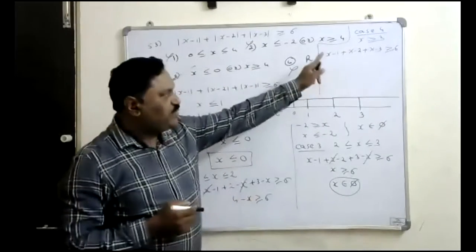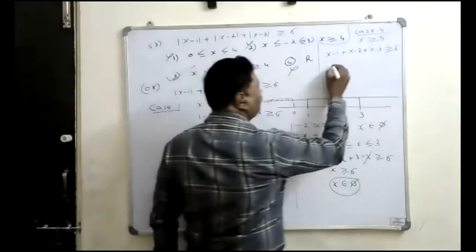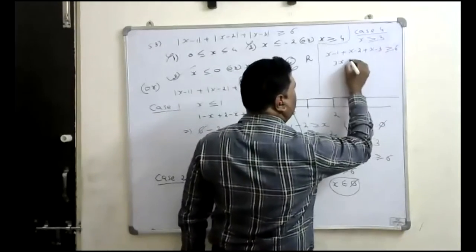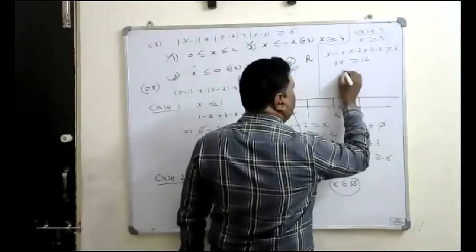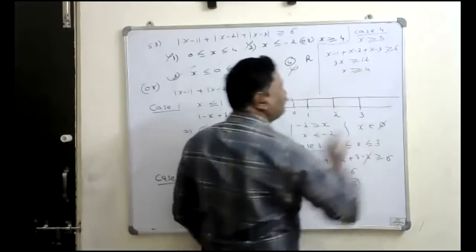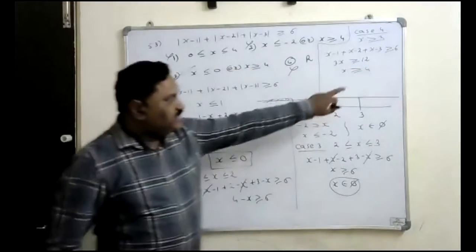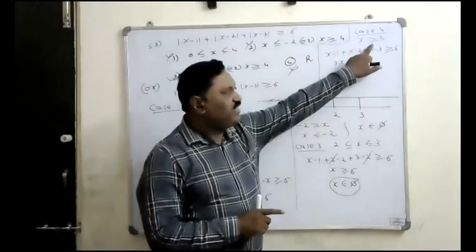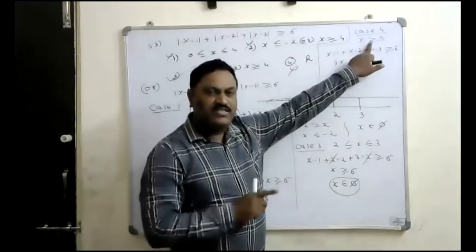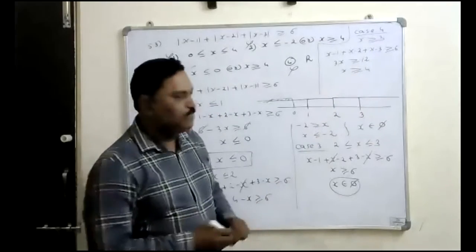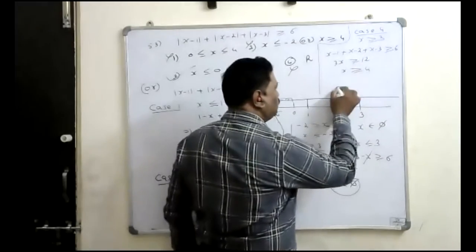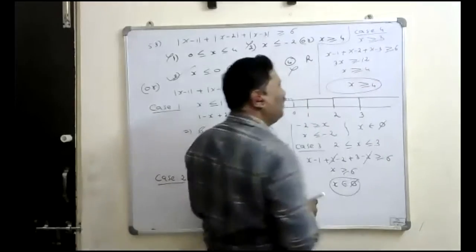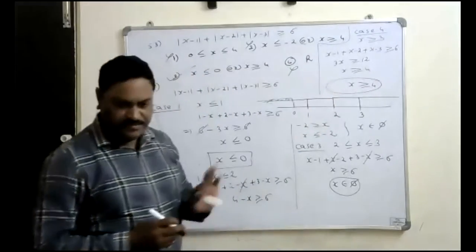Now x plus x plus x is 3x. Minus 1 minus 2 minus 3 means minus 6, and on the other side it becomes 12, so x is greater than or equal to 4. It says x should be 4 or more than 4, and also 3 or more than 3. What is the common interval for these two? x is greater than or equal to 4. This is the solution for this case.